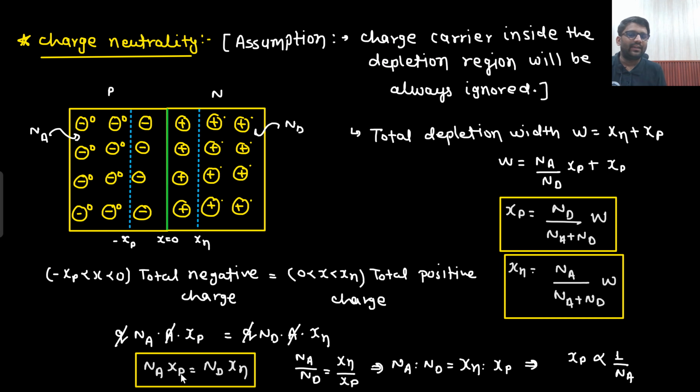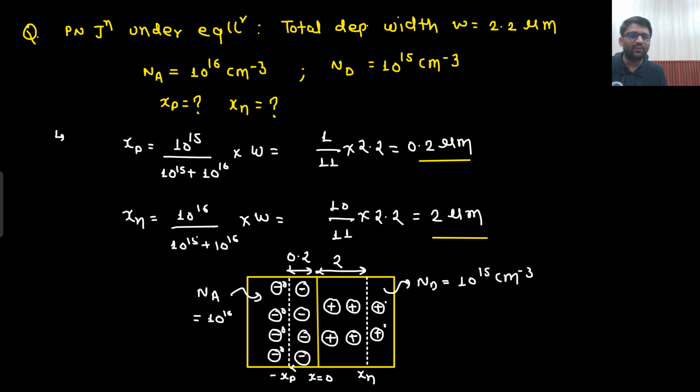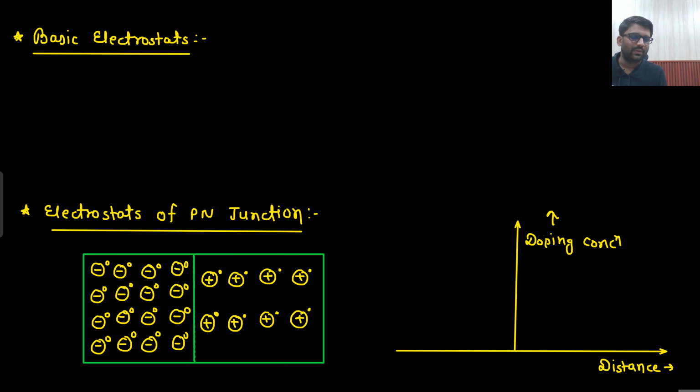Then we talked about charge neutrality, Nd into Xp equals Na into Xn. From here we get this formula. Now the mathematical part is going on, and we need to derive more expressions. What all expressions do we need to derive? Sir, some electric field will be built up, so I need to find the expression of the electric field. Some voltage will be built up, so I need to find the expression of that voltage as well.